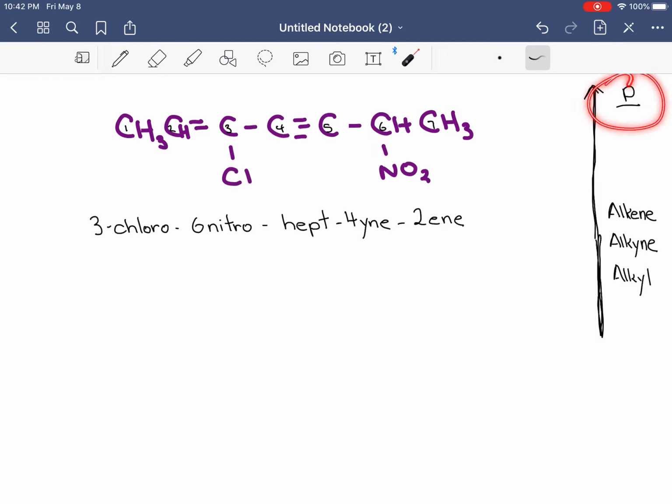By looking at the priority chart, 2 things have to be done. First, alkene must inherit the lowest number. Alkene must be what your name will end in. Alright, so this bad boy right here is 3-chloro-6-nitro-hept-4-yne-2-ene. Sounds ridiculous, but that's what it is. Let's do another one.